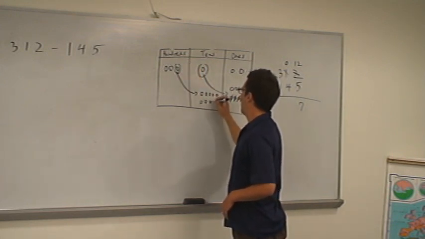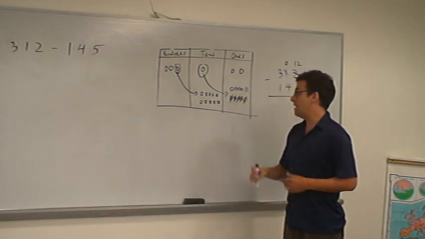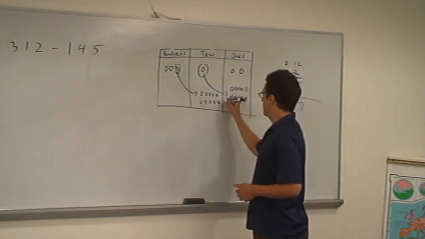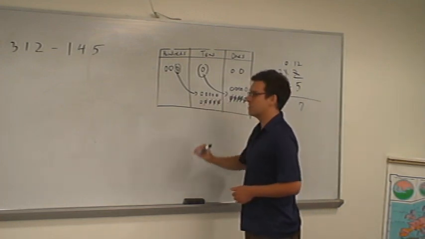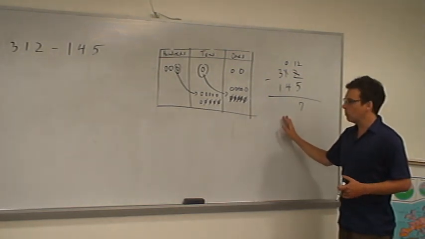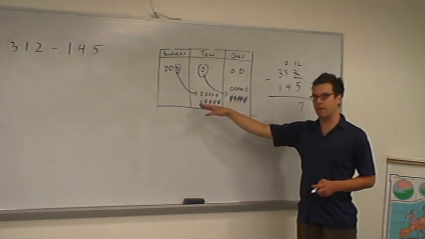We can illustrate that on the model. And then now we have plenty of 10s. We can certainly cross out 4 of them to illustrate subtracting off 4 tens. Over on the algorithm, we just replicate exactly what we did on the model.